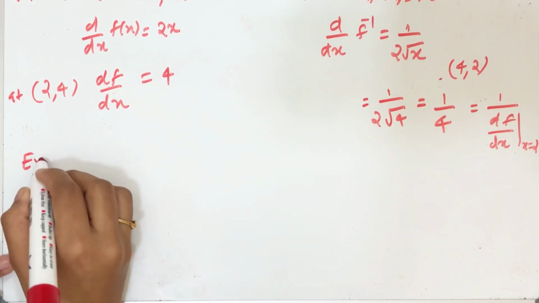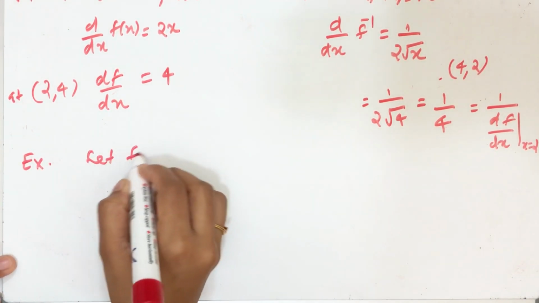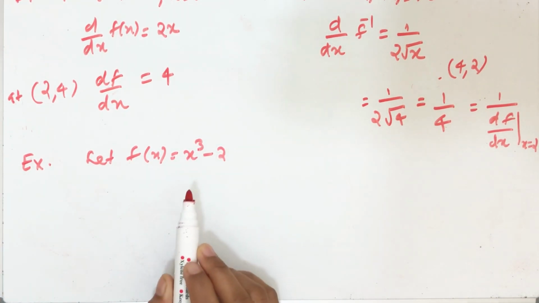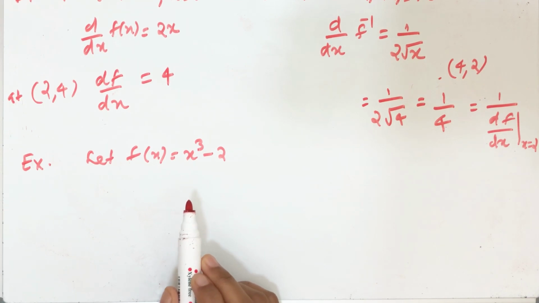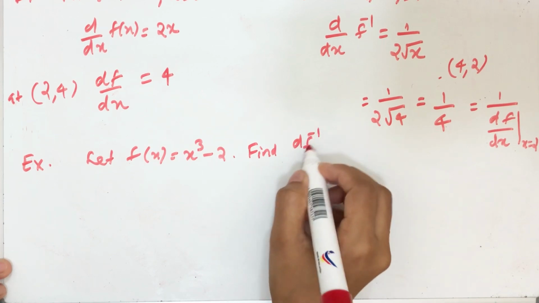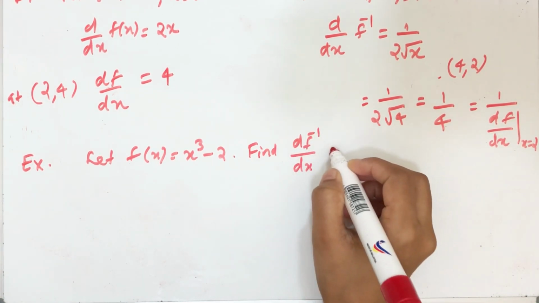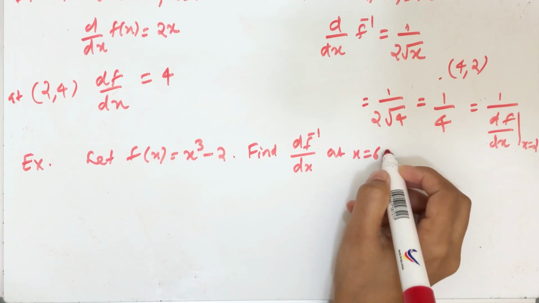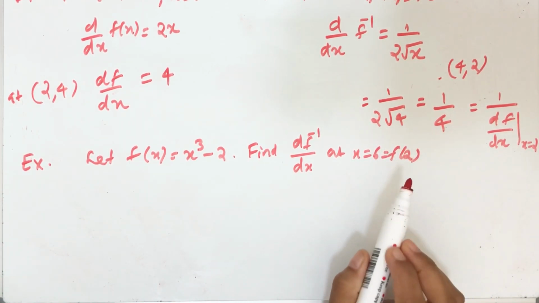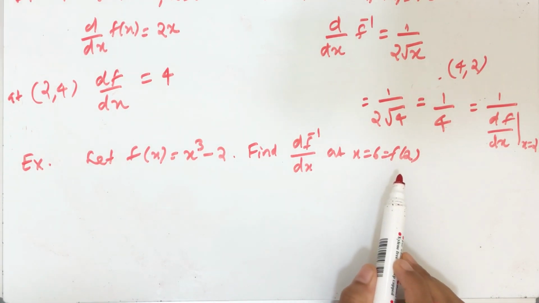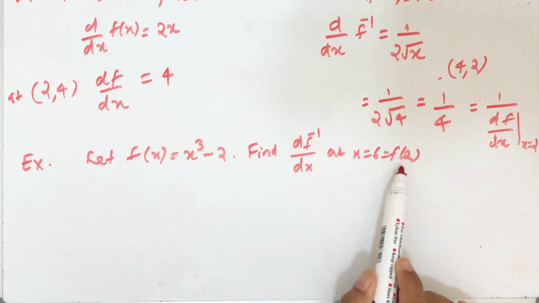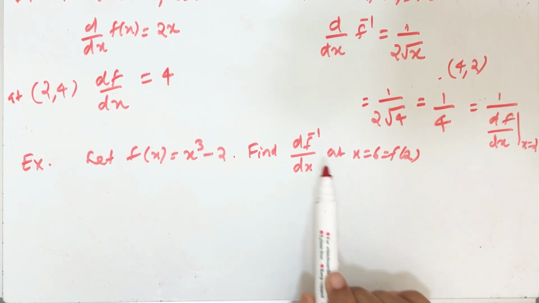Next example: let f of x be equal to x cube minus 2. Find the value of df inverse by dx at x is equal to 6, which is f of 2, given that 6 is f of 2, without finding the formula for f inverse of x. Here we have to find df inverse by dx at x is equal to f of 2, that is 6. No need to find f inverse.